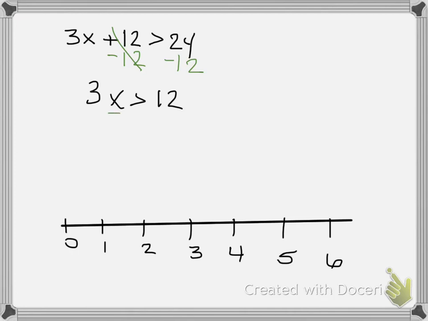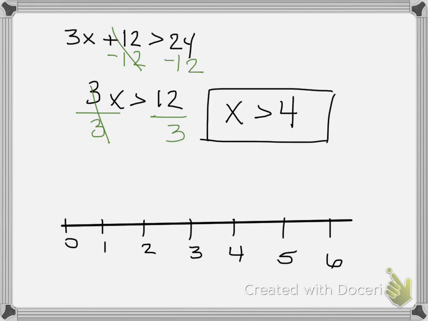I don't want to know what 3x's are. I want to know what 1x is. So I'm going to divide by 3 on both sides. And my answer is x is greater than 4, because 12 divided by 3 will give me 4. Now, what number do I need to find on my number line? 4. And it's an open circle. We don't fill it in. It's an open circle because it's not equal to. And x is greater than 4, so I'm going to draw an arrow in the direction of the numbers that are going to be bigger than 4.